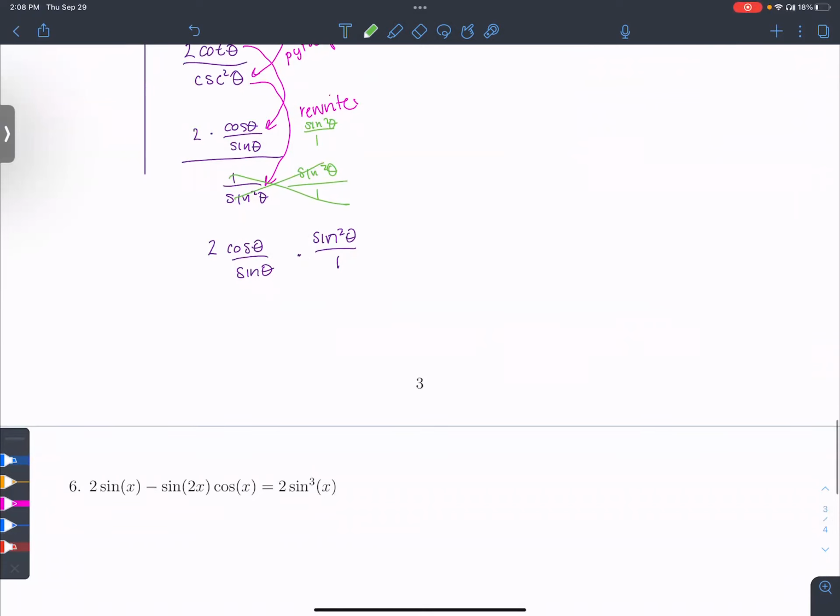Okay, so then what we are looking at is the fact that this is sine times sine. So we have 2 cosine theta times sine theta times sine theta over sine theta. So I'm going to cancel these, and then I have 2 cosine theta sine theta, which is what we're going for.